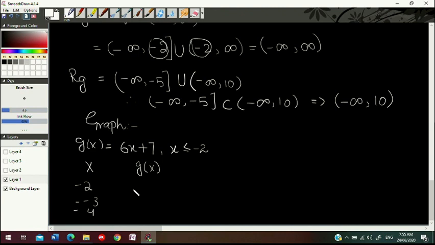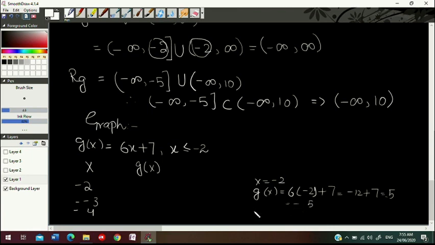At this point, when x is equal to minus 1, minus 2, g of x is equal to... we can calculate here. For x equals minus 2, g of x is equal to 6 into minus 2 plus 7, which is minus 12 plus 7, equal to minus 5.